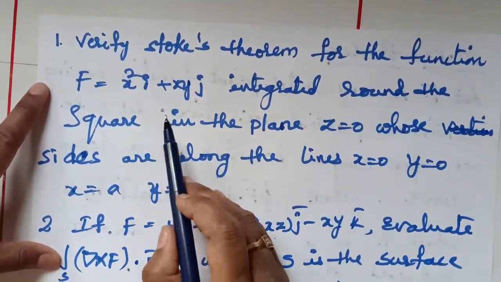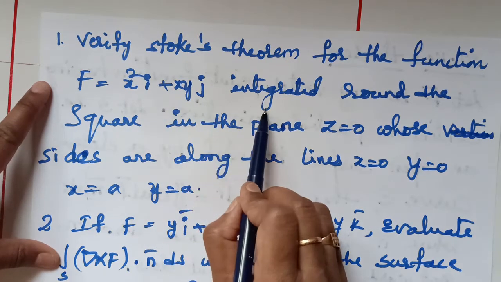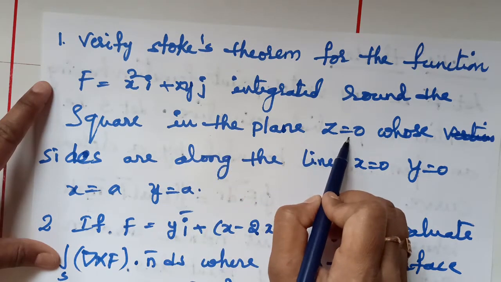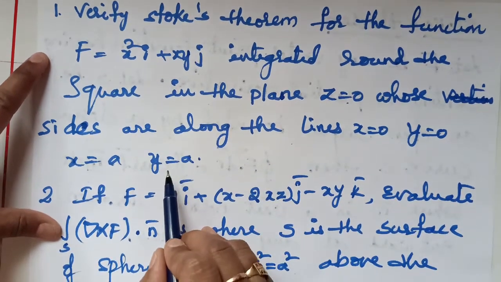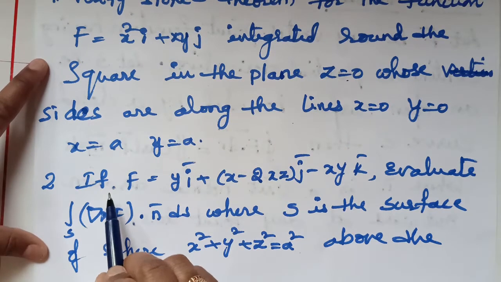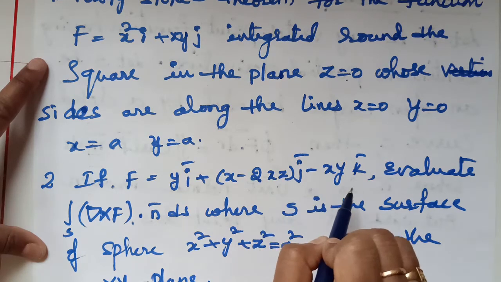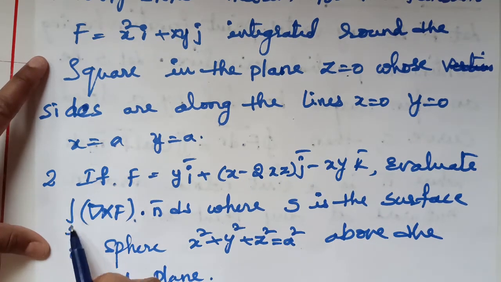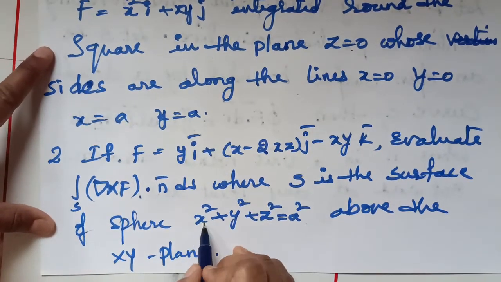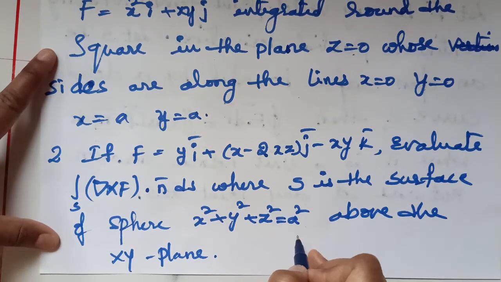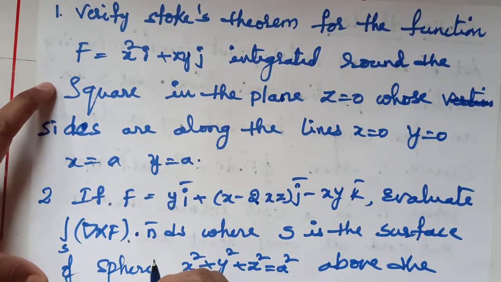One is: verify Stokes theorem for the function f equal to x square i plus xy j integrated round the square in the plane z equal to 0, whose sides are along the lines x equal to 0, y equal to 0, x equal to a, y equal to a. And the second problem: if f is yi plus x minus 2xz j minus xyk, evaluate the surface integral of curl f bar dot n bar ds, where S is the surface of the sphere x square plus y square plus z square equal to a square above the xy plane. These are the two problems we are going to discuss in this session.